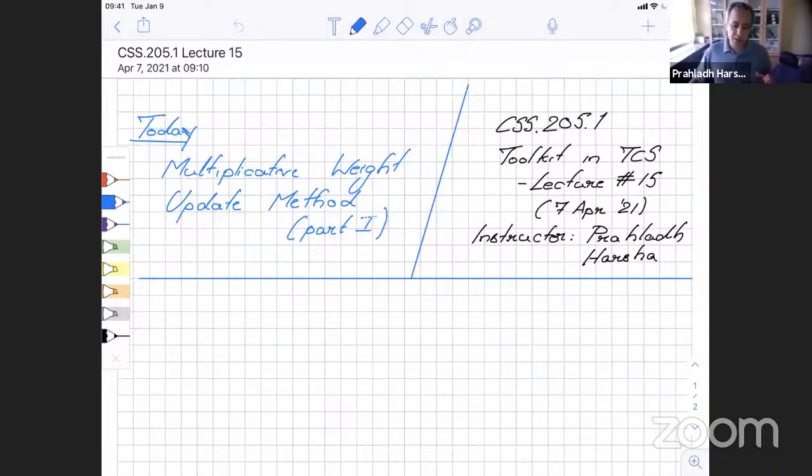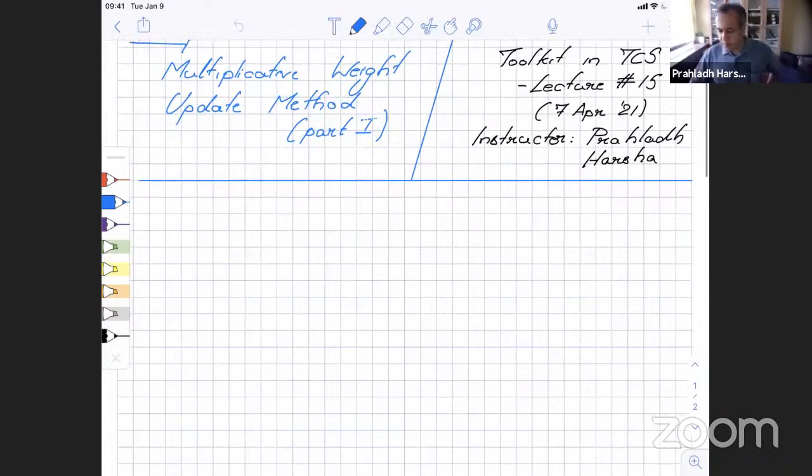Okay, so we'll start a new topic called the multiplicative weight update method. We'll actually be spending quite some time on it, about 4 to 5 lectures on just this topic. So what is this? It's trying to solve a very basic problem in online computing. Think of it as an online problem, where you have to make decisions at several time steps.